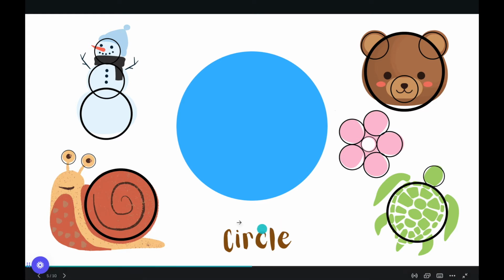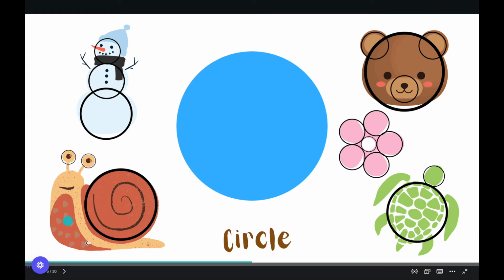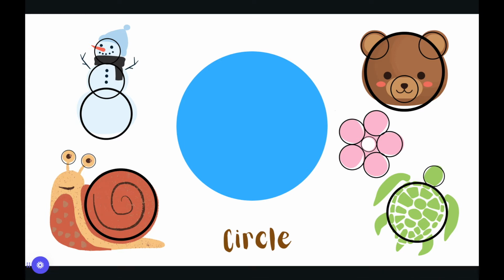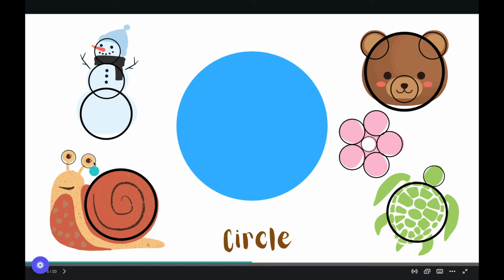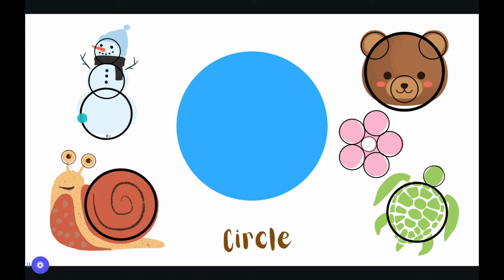So over here we see a snail, and a snail's shell is basically a circle, and it has a spiral shape inside of it. And so are the eyes. A snowman is several circles stacked together. And same with the flower. We have a circle for the middle, and the petals are also circular shaped as well.